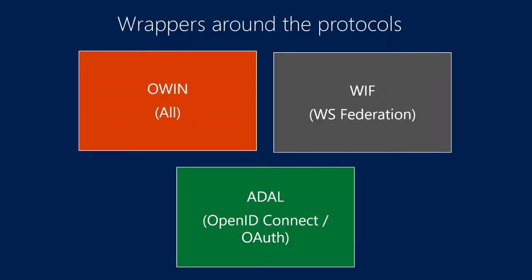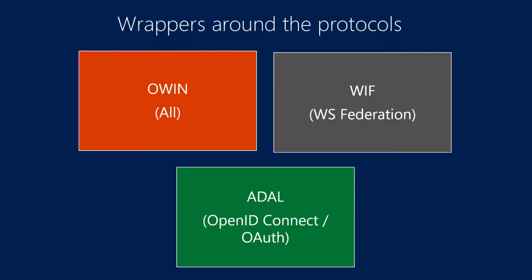Now, this is a really important slide, because when I talk to people and help them, this is where people get very confused. So I've talked about the protocols, WS Federation, SAML, OAuth, OpenID Connect. OWIN, WIF, and ADAL are not protocols. They are the wrappers around the protocols. And if you keep that slide in your head, that makes a whole lot more sense when you start reading blogs and things. They all do different things.